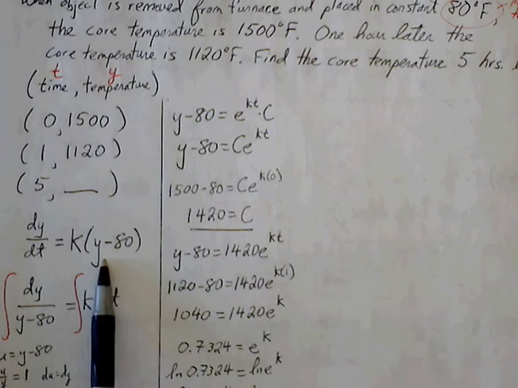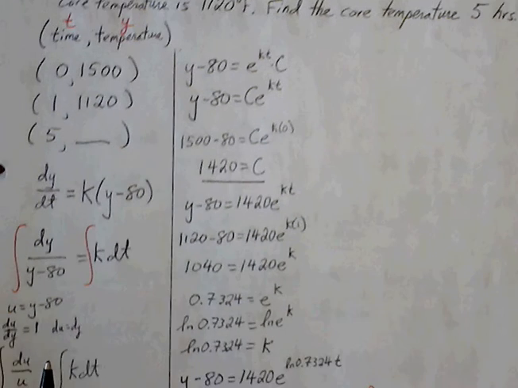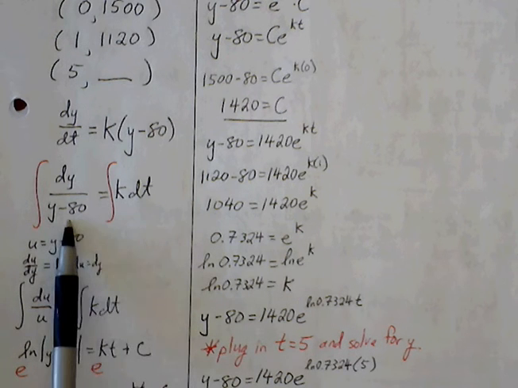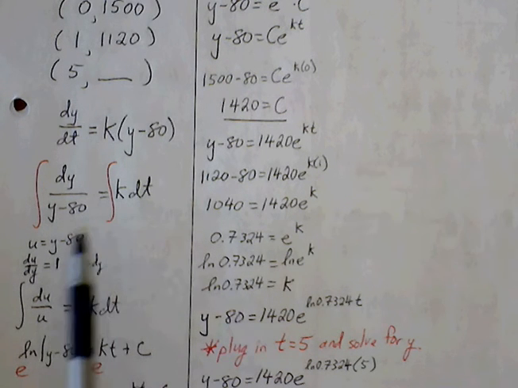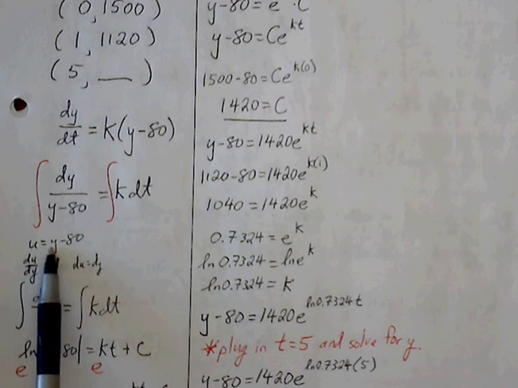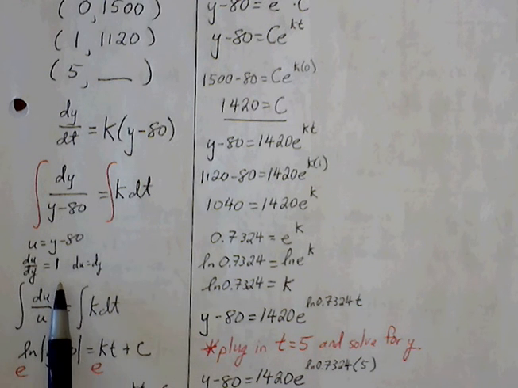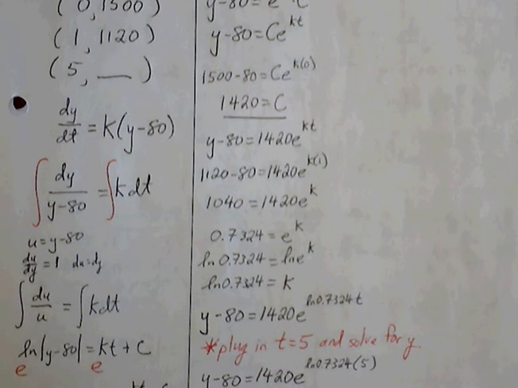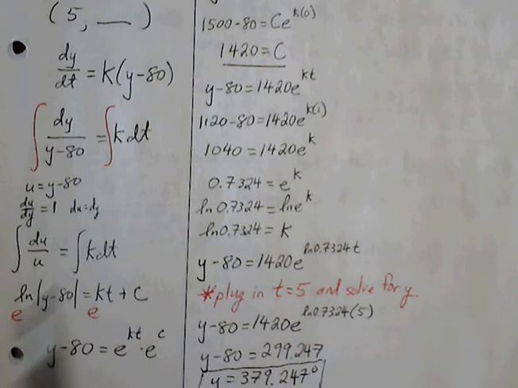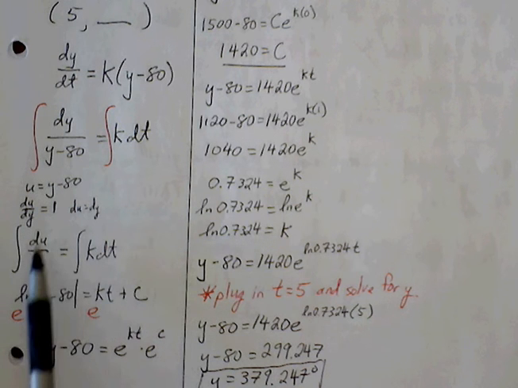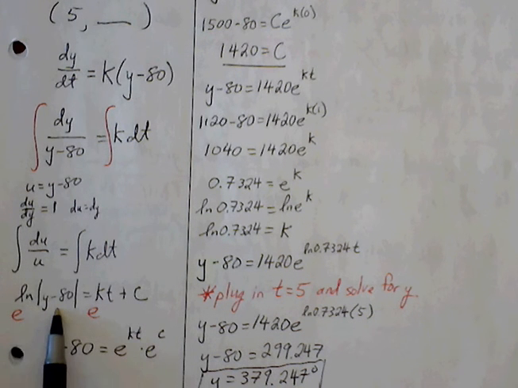So the next step is we want to begin to solve for y. So separate the variables. Let's get the y's on the left, everything else on the right. If we go through u substitution here, this is in the form of 1 over u, so we know we'll be using natural log. But I went through u substitution anyways. And the right side is simply just going to be constant k. So on the left side we get 1 over u, and 1 over u will simply give us natural log of u. In this case, the u is represented by y minus 80.